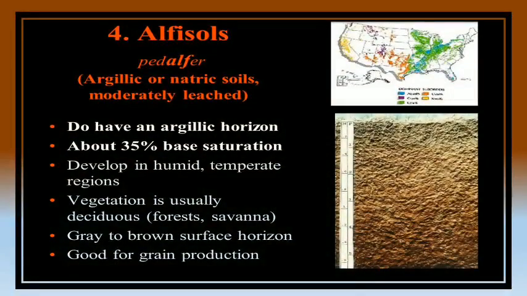Alfisols are argillic or natric soils, moderately leached. Alfisols have an argillic horizon. It is about 35% base saturation. It develops in humid temperate regions. The vegetation is usually deciduous forest or savanna. Gray to brown surface horizons. And alfisols are good for grain production.